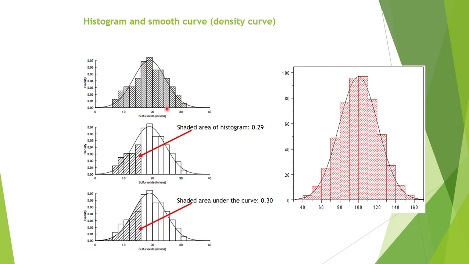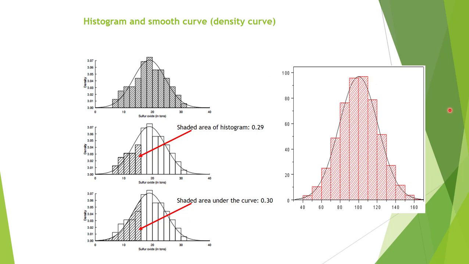Why is this important? Because the total area of your bars represents 100% of your data points. And then you have to make sure the smooth curve, or the density curve you find for your histogram, also has the same area underneath the curve. Okay?